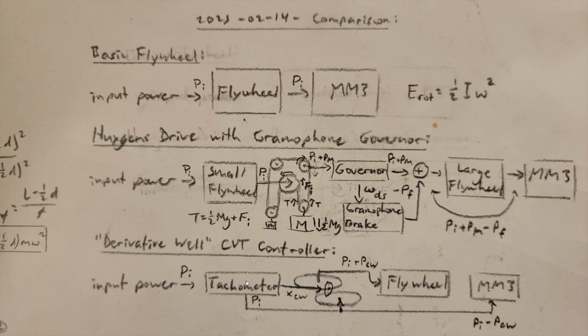Thus, if there is an energy surplus in the system, the tachometer will detect the resulting acceleration and increase the gear ratio to absorb that energy into the flywheel. Likewise, if there is an energy deficit, the tachometer will detect the corresponding deceleration and decrease the gear ratio in order to put that energy from the flywheel back into the system to maintain the speed.